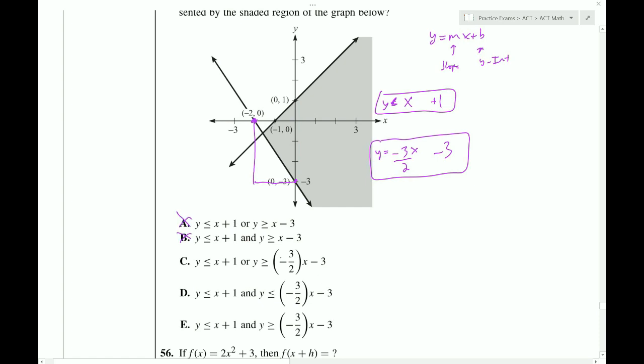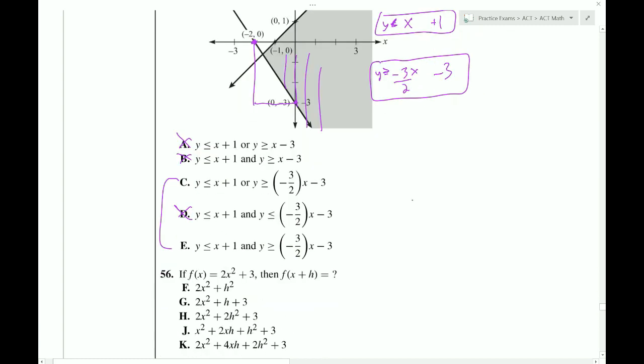Then we just have to decide about the inequality sign. So it looks as though from this perspective we're shading upwards, right? So that would be a greater than. So we can eliminate anything with less than, which is this. So we're down to C and E. So we have to spot the difference. And it appears the difference is here in the middle.